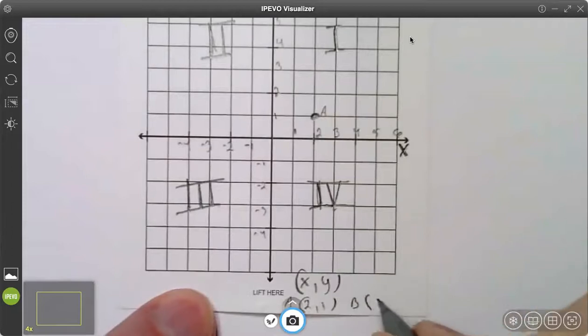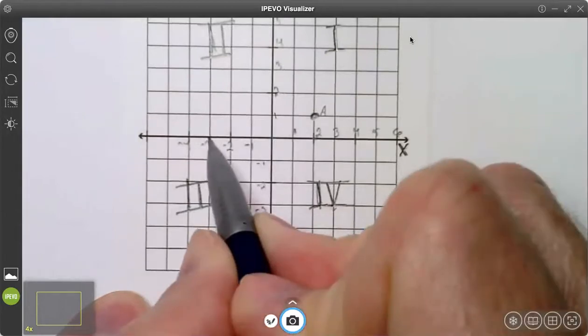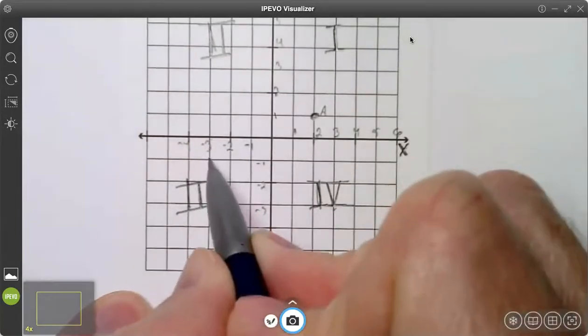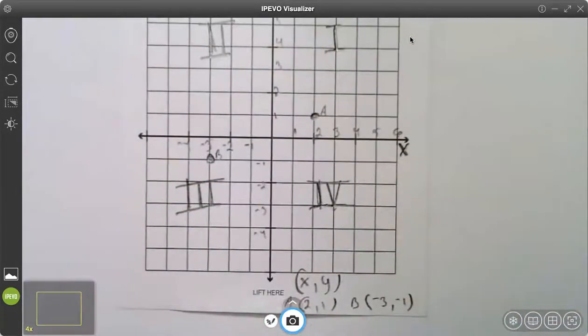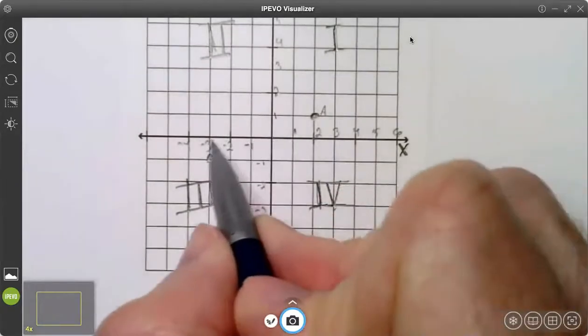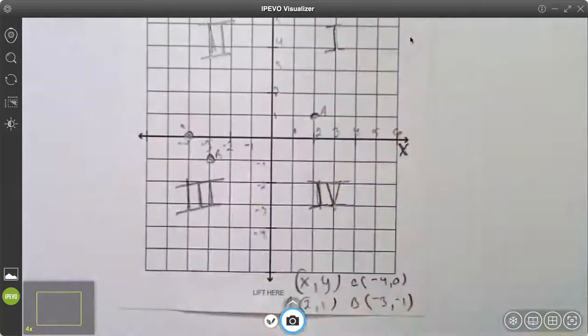Example B, if I were plotting -3, comma, -1, then I start at the origin. The first number is your x number, so 1, 2, 3 places to the left. Second number is your y number, so 1 place down. And here would be point B, -3, comma, -1. And one more example, -4, comma, 0. If I want to do -4, comma, 0, -4, and then I don't go up or down, it's a 0, and there is point C.